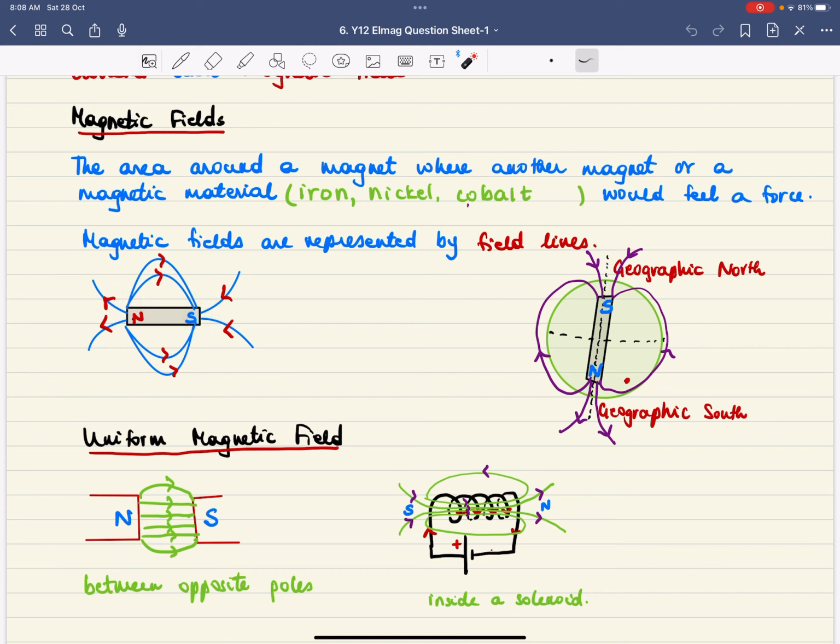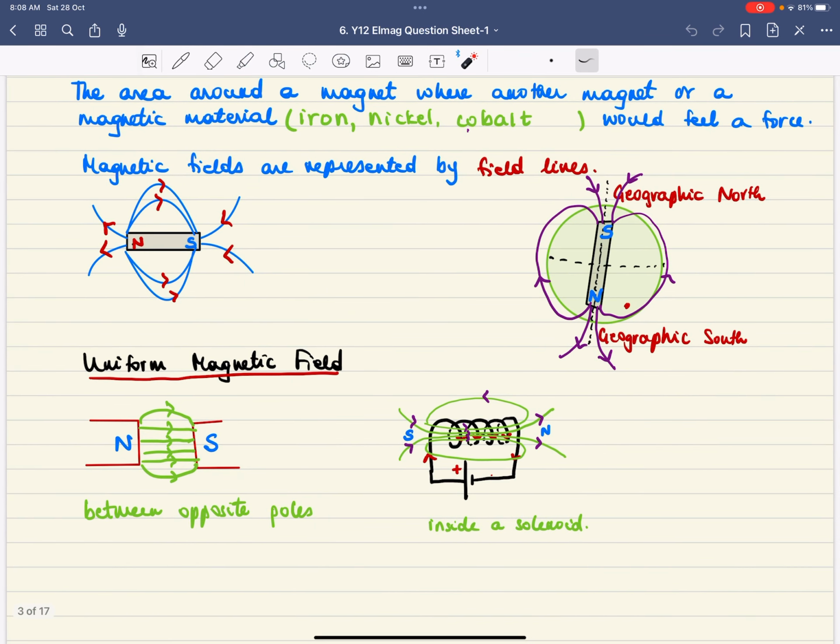The Earth itself behaves as if there was a huge magnet in it. So you have a similar shape, but the Earth's magnetic field has a geographic north aligned to the magnetic south, and the geographic south aligned to the magnetic north.